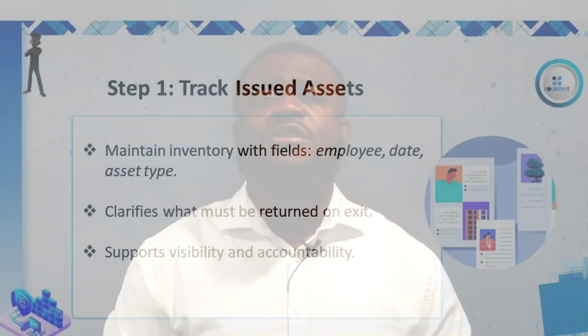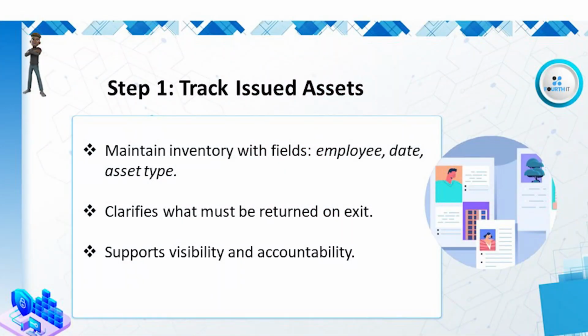Step one, you need to keep track of your assets. The first key to effective asset returning is having an up-to-date inventory. Every issued asset should be recorded in a register, and you need to make sure you record who it is assigned to, when it was issued, what type of asset it is, and the estimated date of return, if possible.